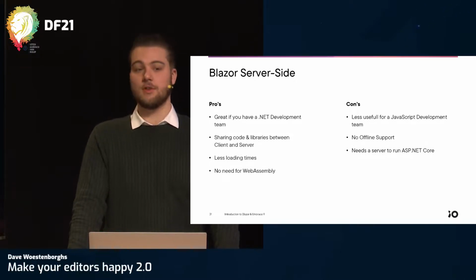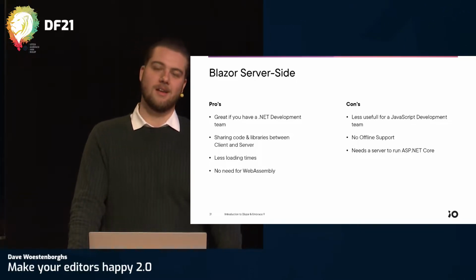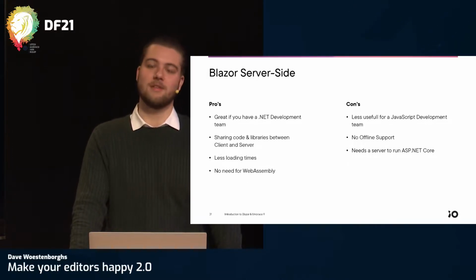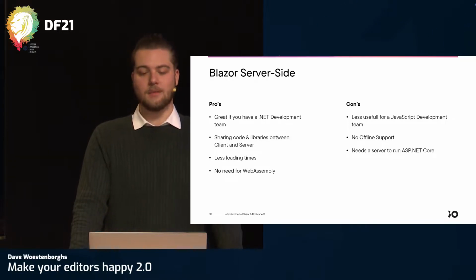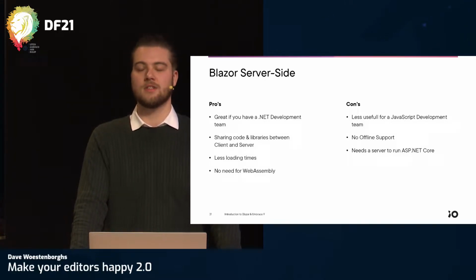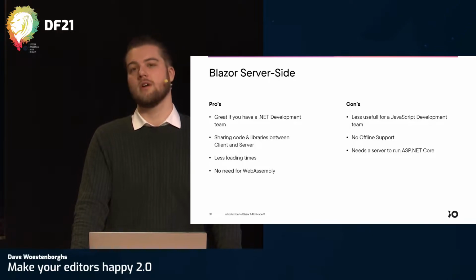Now let's take a look at Blazor server-side. Like we said with the WebAssembly version, it has the same pros and cons having to do with the runtime. But with the added benefit of Blazor server-side having shorter loading times, because the initial load is a lot smaller and all code stays on the server instead of having to be downloaded by our client. And there is no need for WebAssembly. But of course, this comes with the major downside that our application does not have offline support, and it requires an active server running ASP.NET Core to run our application.